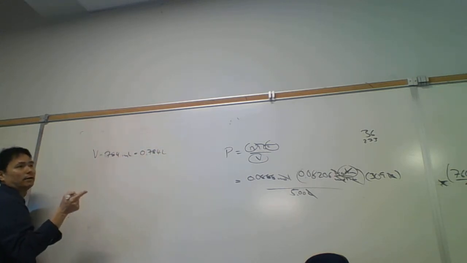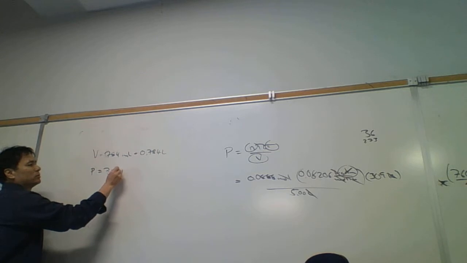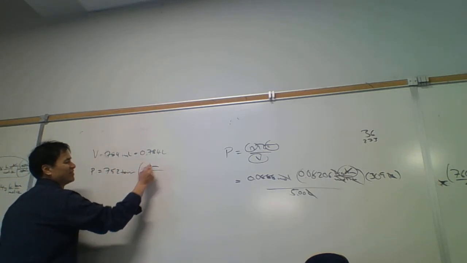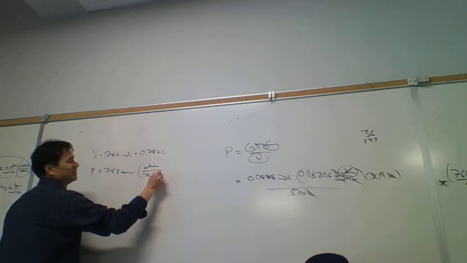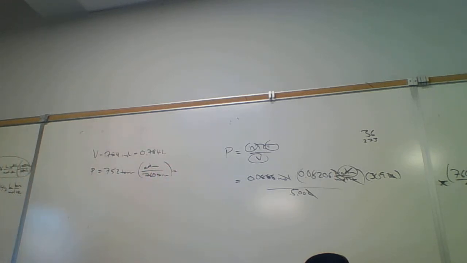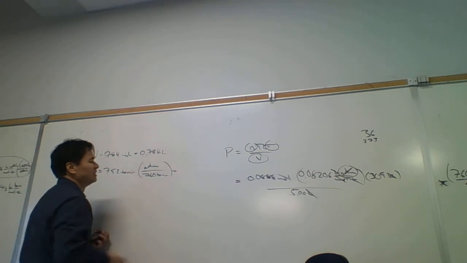And then, what else do we have? We have the pressure. Pressure is 752 torr, which I'm going to convert to atmospheres. 1 atmosphere is 760 torr. I can convert it in the equation itself, or I can convert it before. Just convert it before. So 752 divided by 760 is 0.9894 atmospheres.